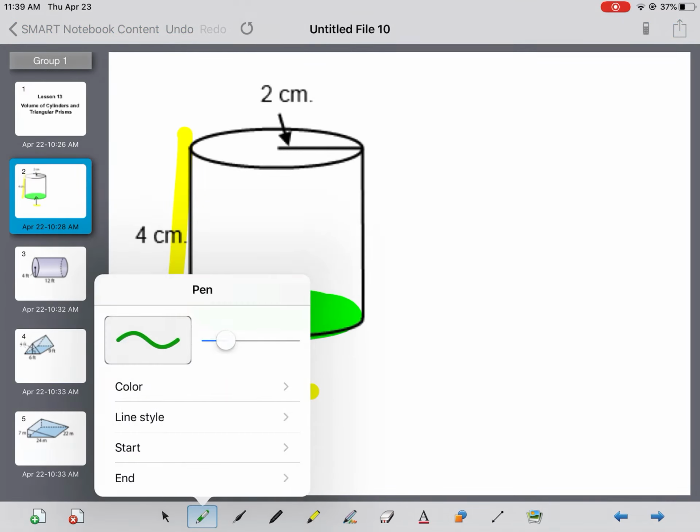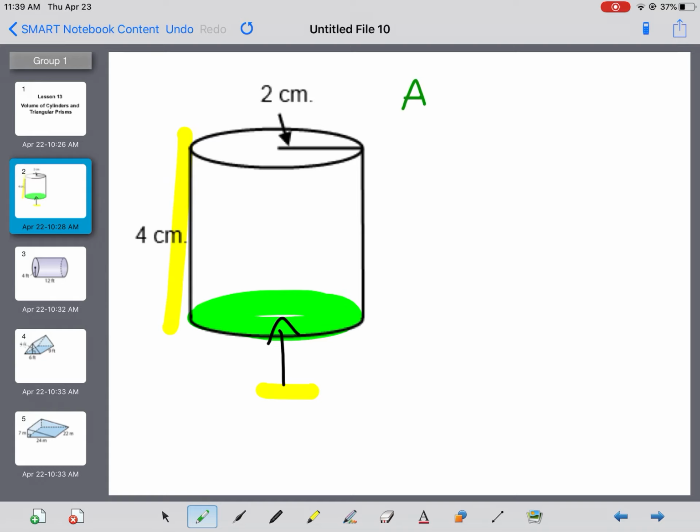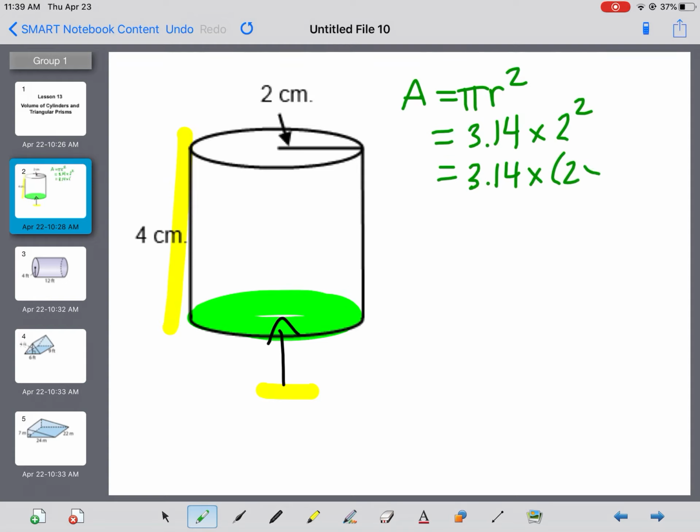So what you do to figure this out is you use your formula. Find the area of the base shape, which is a circle in this case. So we've got our formula, area equals pi r squared. That's nothing new. We plug in what we know. So we end up with 3.14 times 2 times 2, 3.14 times 4. And you should come up with 12.56 centimeters squared. So that's the area of our base or the bottom circle.